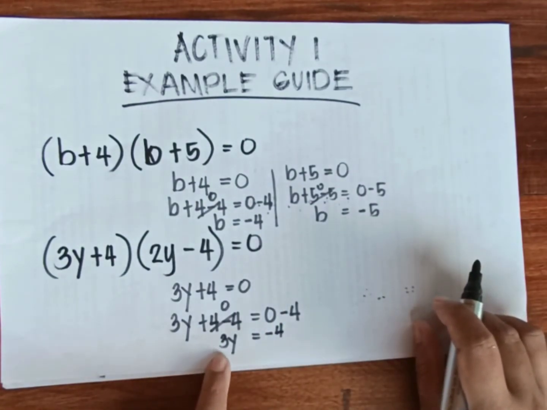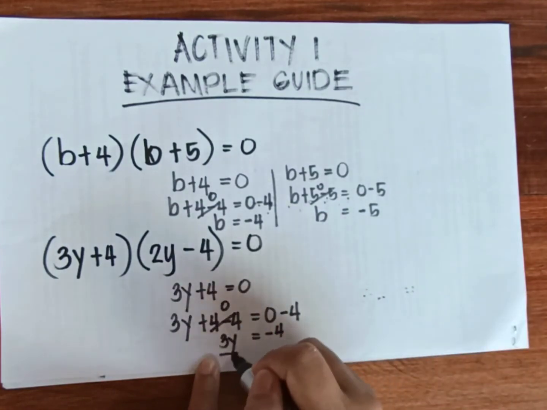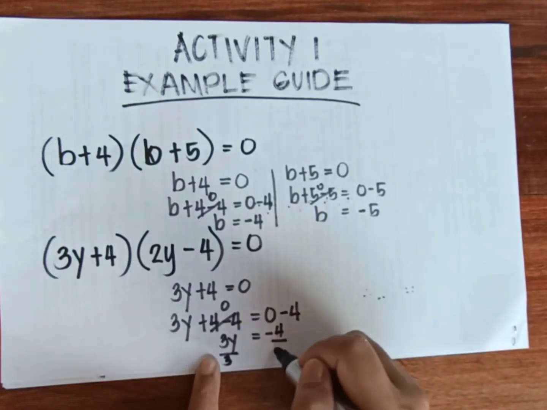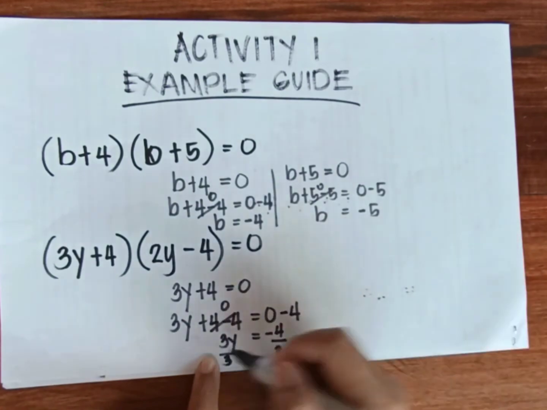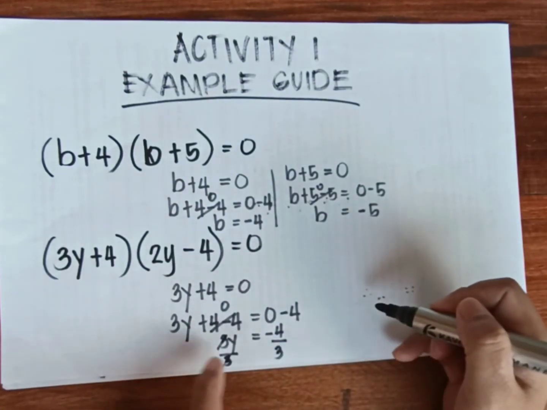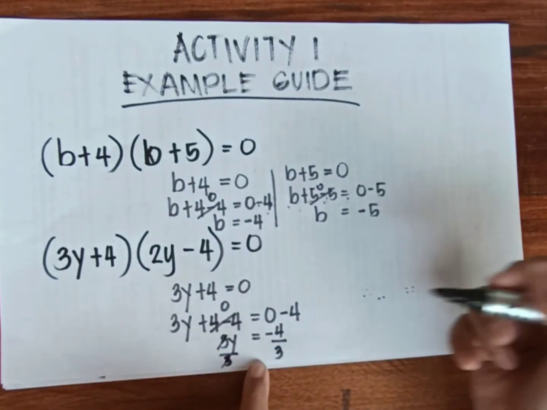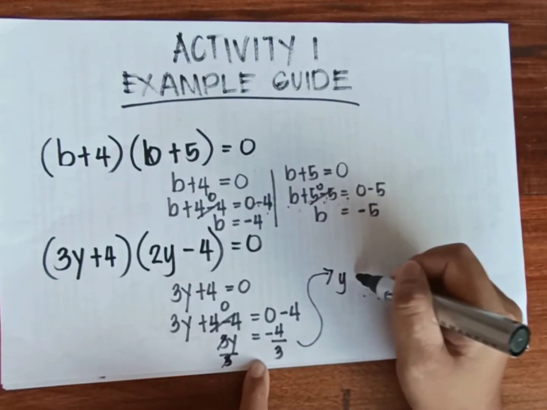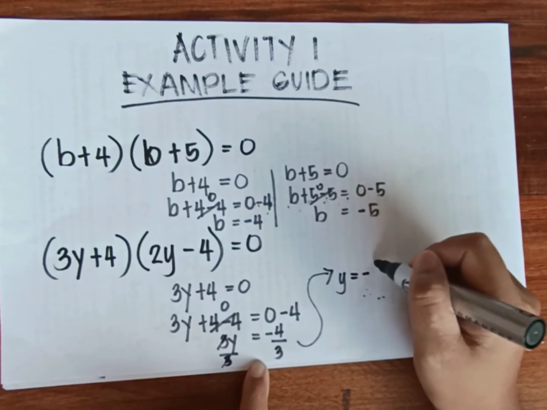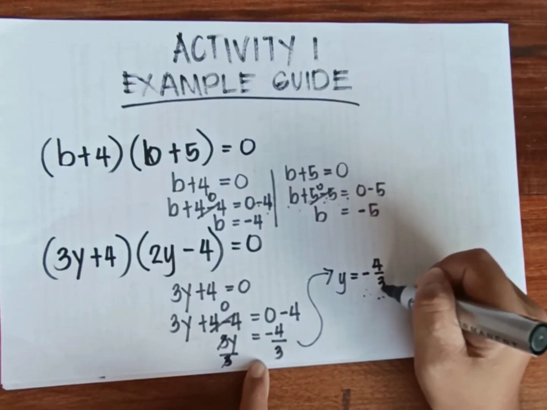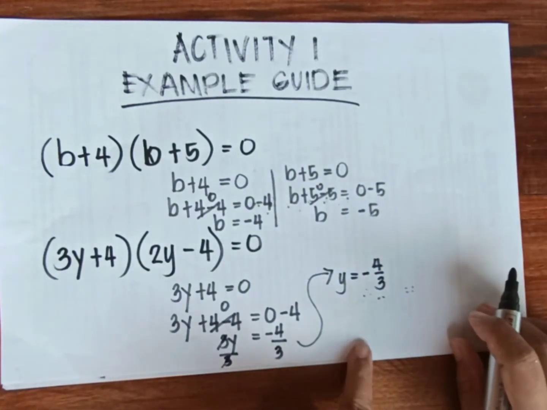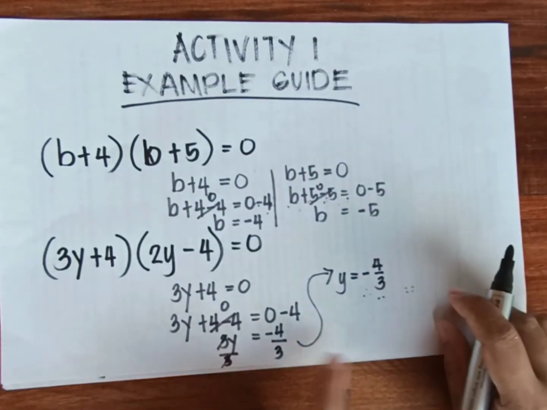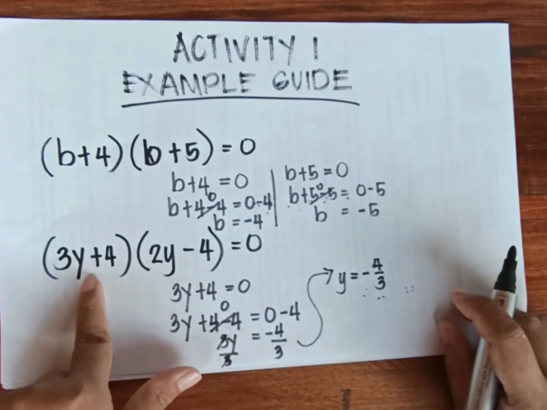Ayan. So, here, our y still has a 3 with it. What will you do? Yes, divide by 3. So, the 3 cancels. Only y is left. So, y is equal to negative 4 over 3. Okay. That is the first value of your y using the first factor.